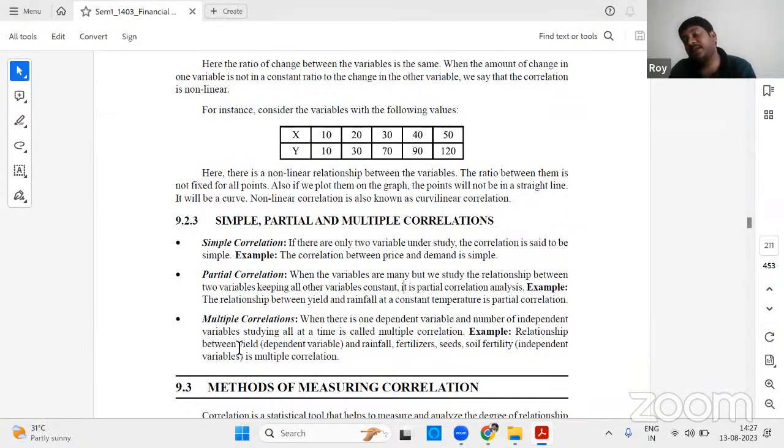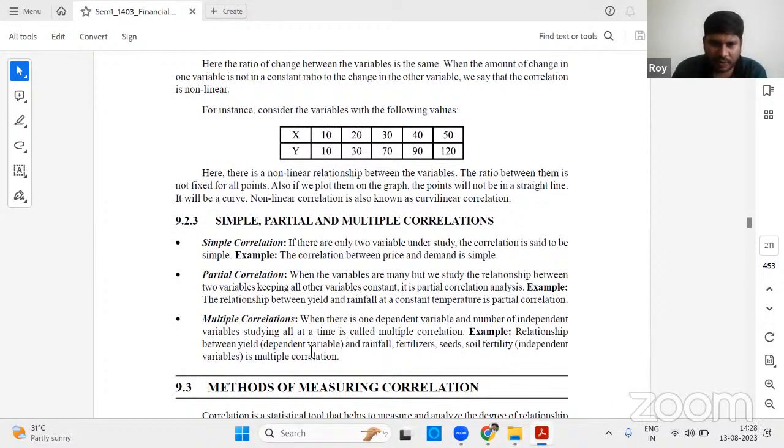Dependent and independent variable: a dependent variable means if one is increasing or decreasing, the other will also change. It depends on another variable, like weight and height. Weight and height may not be the same all the time, but I'm using this example from the beginning. Now see this relationship between yield, the dependent variable, and rainfall, fertilizers, seeds, the independent variables, right?